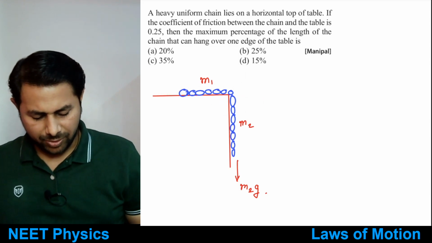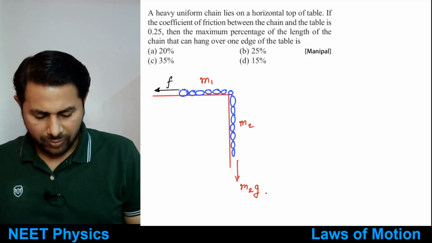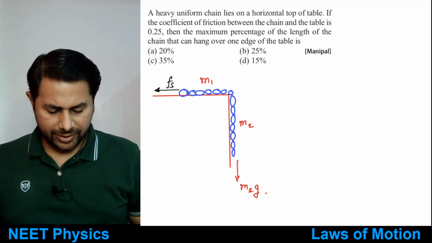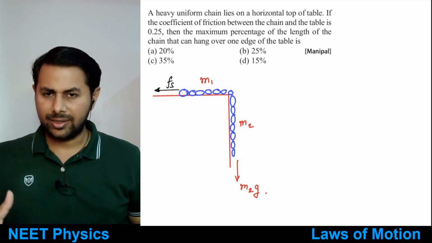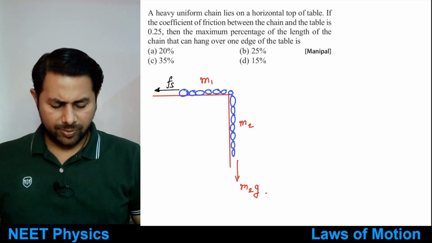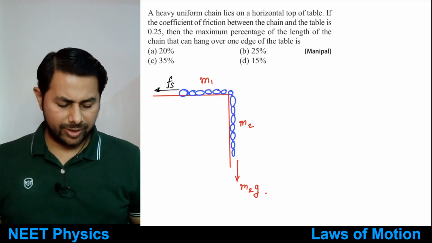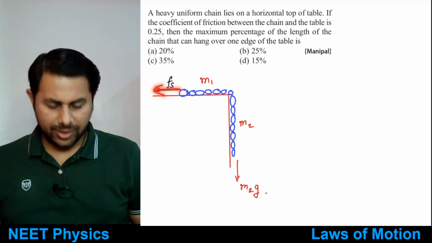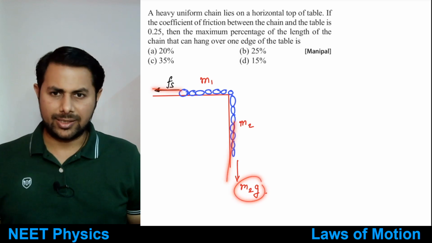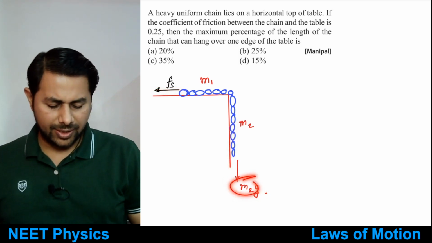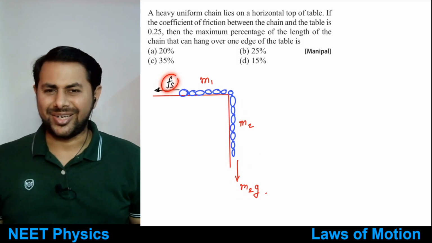Okay, so there is a frictional force which acts in the opposite direction, which avoids falling of this chain or further sliding of the chain, right? So this static friction and this weight must be balanced, because if the weight is greater, it will slide in this direction. Okay, static friction cannot be greater.